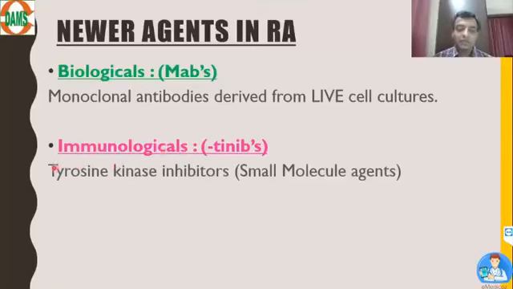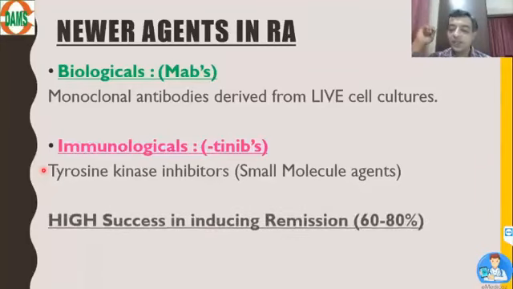Immunologicals are tyrosine kinase inhibitors. They are also called small molecule agents. This we are going to discuss. The topic of DMARD you will discuss in pharmacology. We are in rheumatology. We are going to discuss the newer agents in RA.